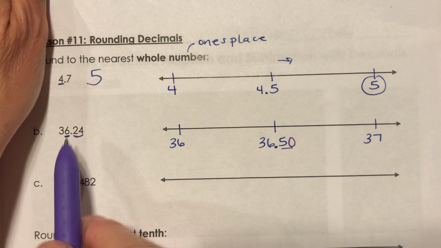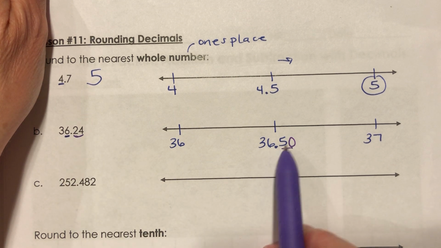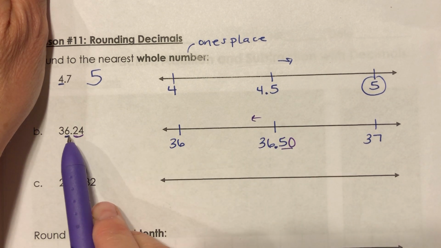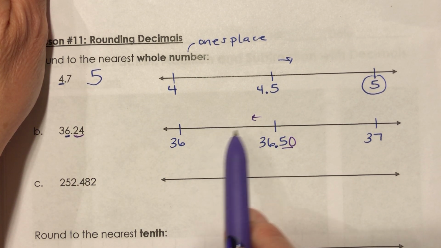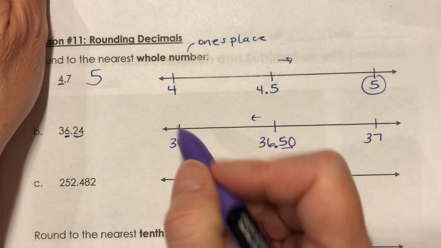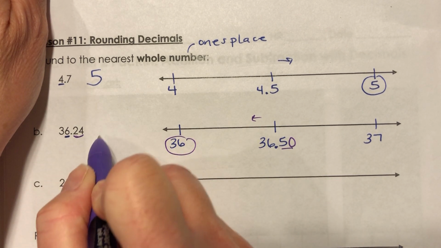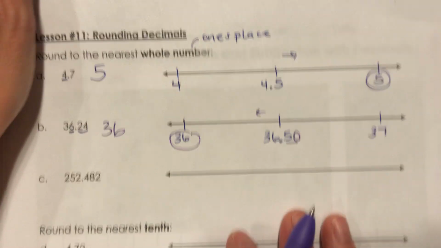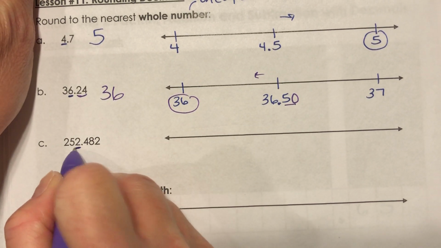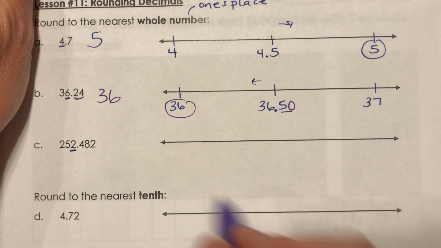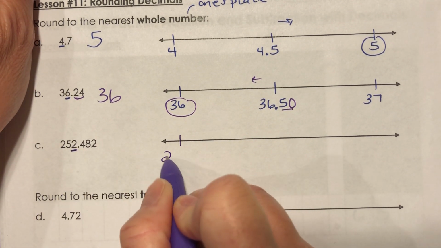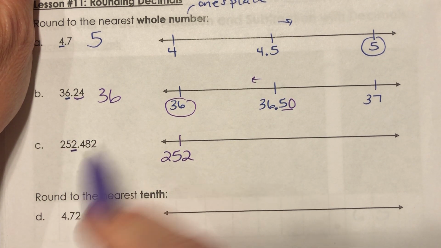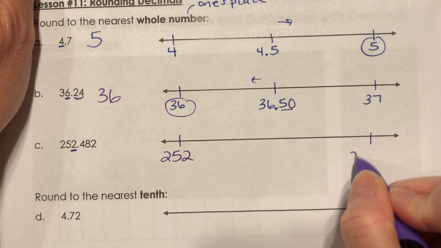Then it makes it easier to see, 24 hundredths would come before 50 hundredths. That means that 36.24 is going to fall in this section, which means it's closer to 36 than 37. So 36.24 would round to 36. All right, for my next one, this 2 is in the ones place. So my answer is either going to be 252. It's going to either stay exactly the same, or since I'm looking at the ones place, it could be 1 up from that. So 253.